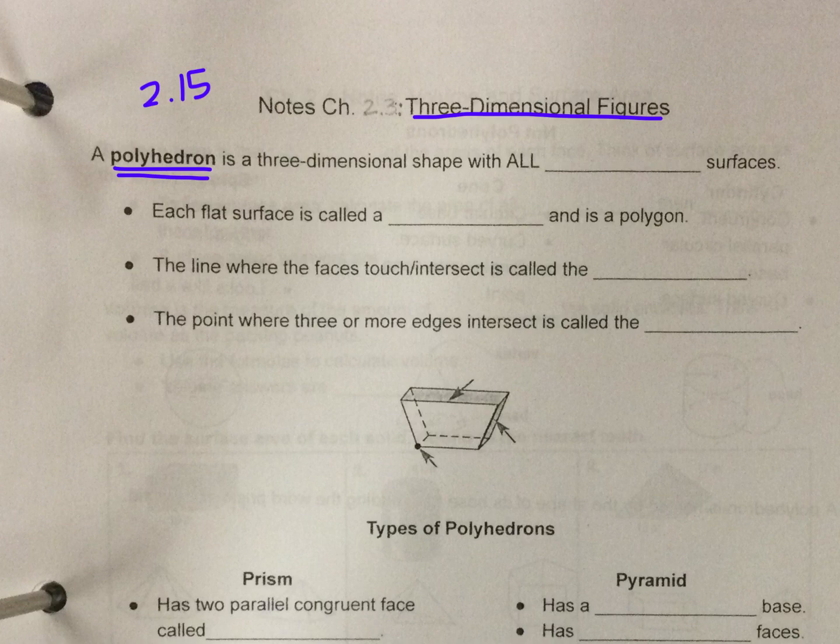A polyhedron is a 3D shape with all flat surfaces. Each surface is called a face and is a polygon. The lines where the faces touch or intersect are called the edges. And the point where three or more edges intersect is called the vertex.